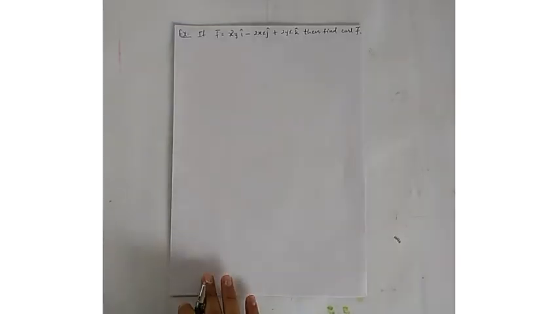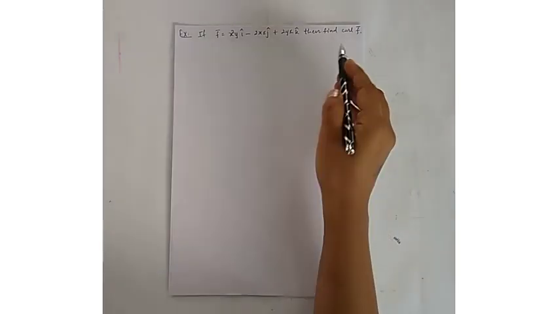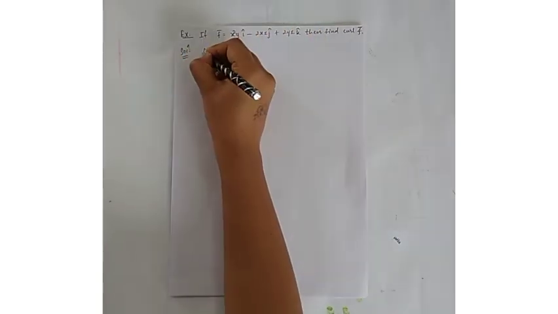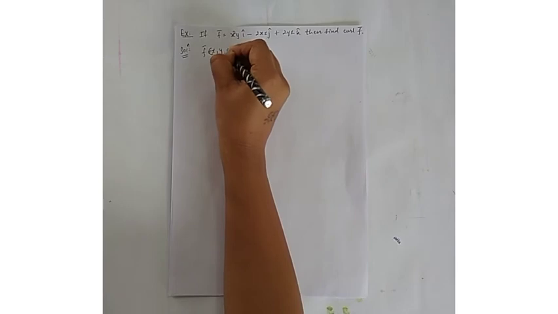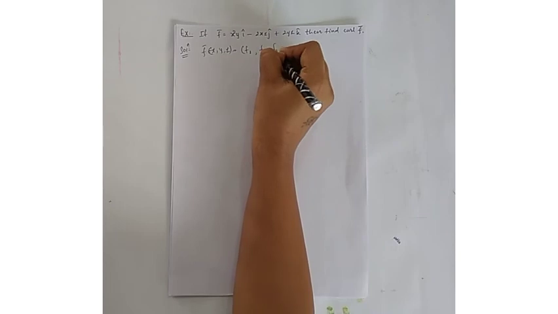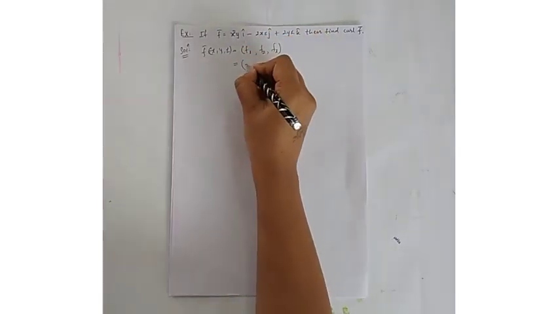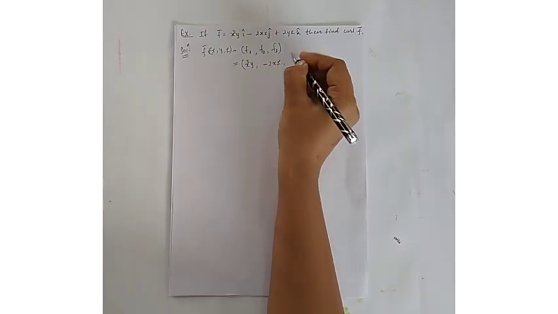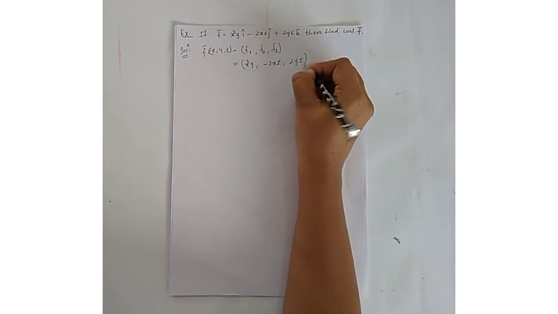Our next example is: if the vector function is given as f = x²y i − 2xz j + 2yz k, then we have to find curl f. For the solution, f̄ of (x, y, z) is equal to (f1, f2, f3). So my f1 is x²y, f2 is −2xz, and f3 is 2yz.